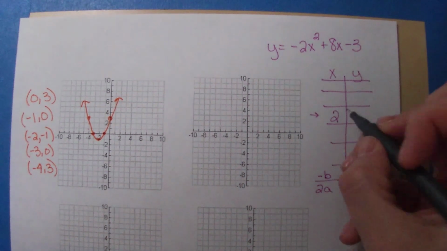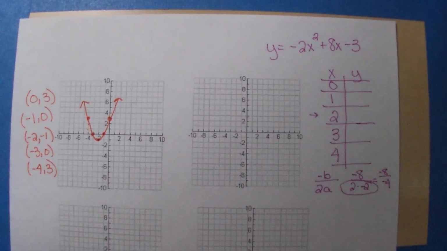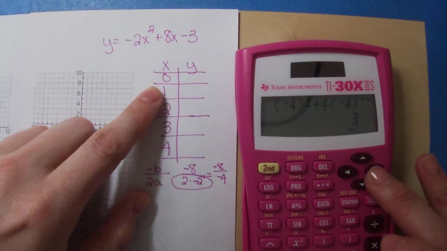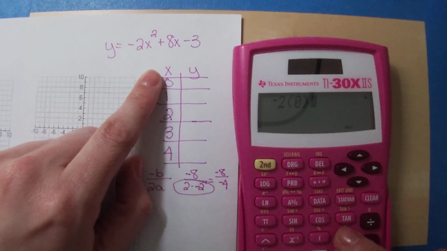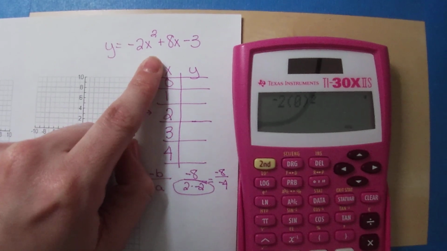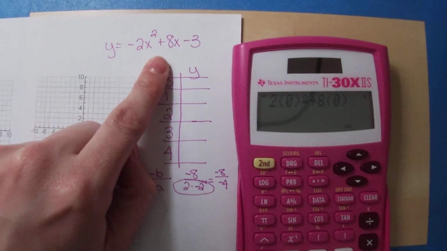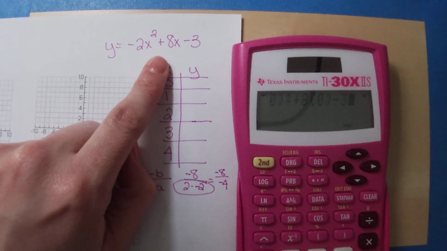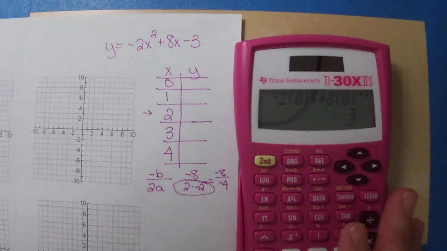Now I'm just going to count up and down. So 2, 3, 4, 2, 1, 0. And then I'm going to start plugging in. So I'm going to plug in 0 first. So I'm going to do -2 times 0, so my 0 goes in parentheses, squared, plus 8 times 0, minus 3. Okay, and I get out a -3.